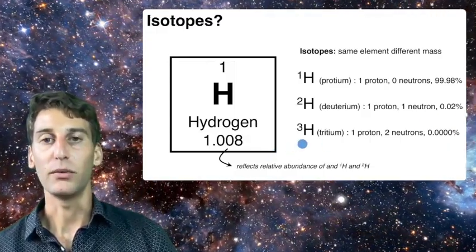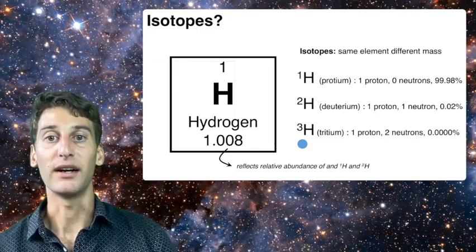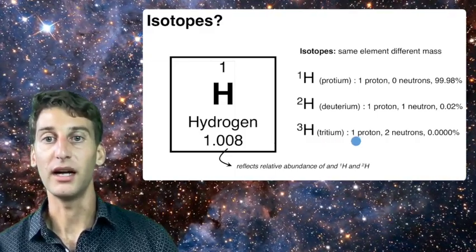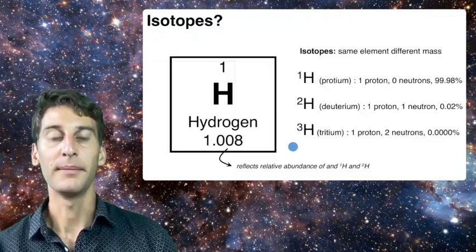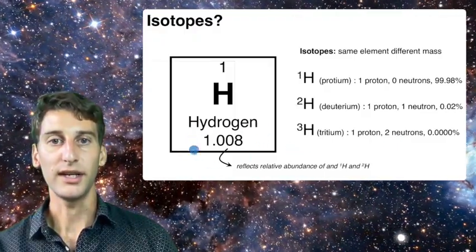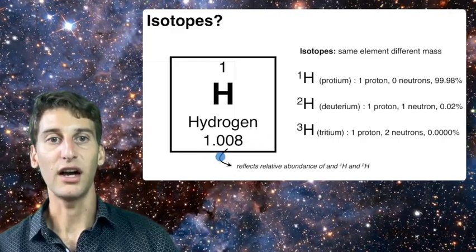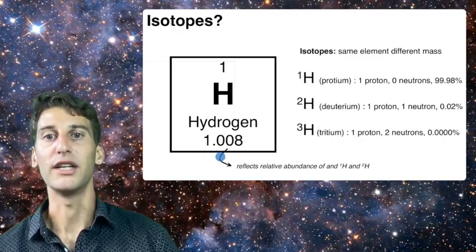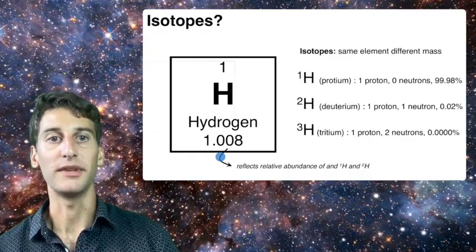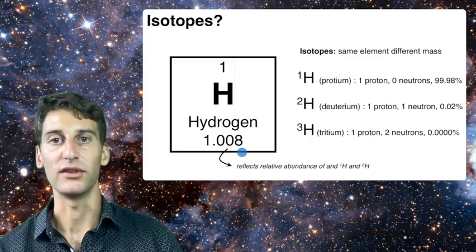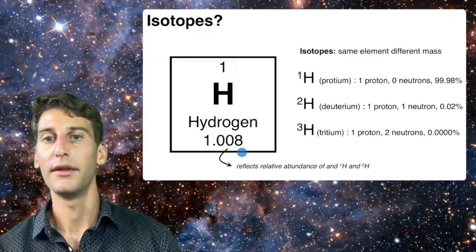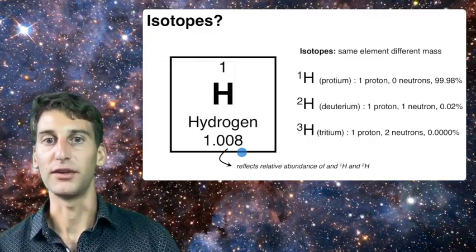And then lastly, there's one extra version that's even more rare. It's tritium, or hydrogen-3. It's got 1 proton and 2 neutrons. So when you're looking at the periodic table and you see the decimal places here, this is often a representation of the relative abundance of different isotopes and their relative masses. So the fact that this is a bit heavier than the mass of just H1 reflects the fact that there's a small contribution of deuterium here.